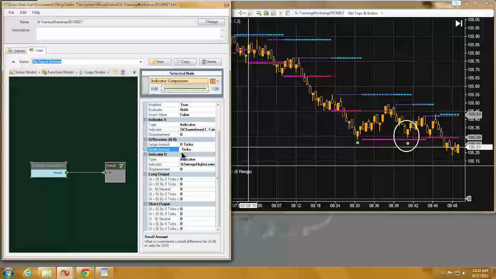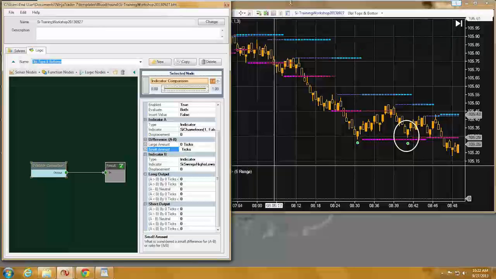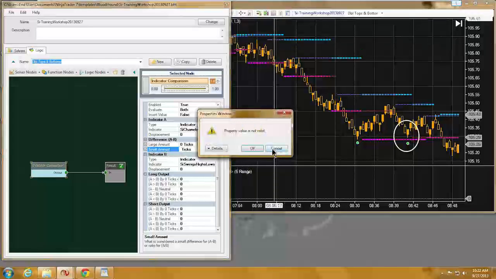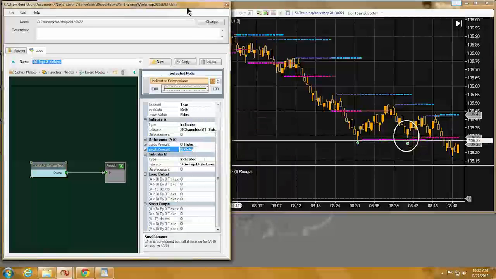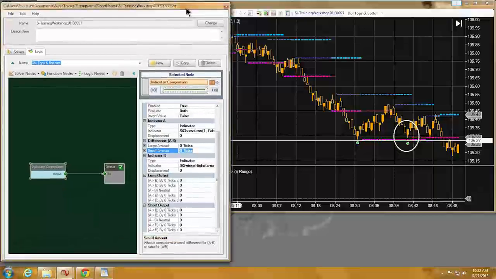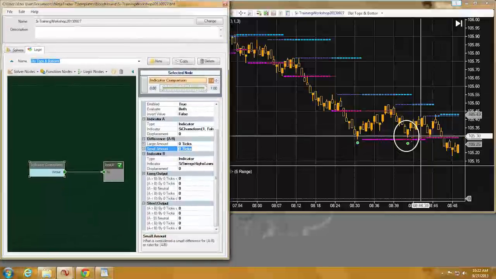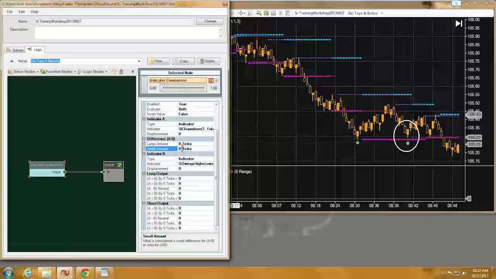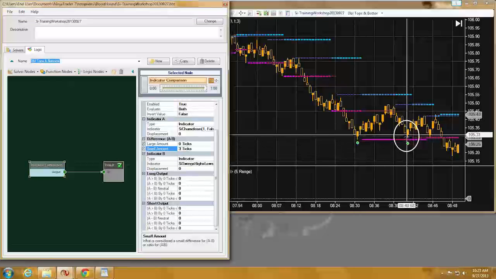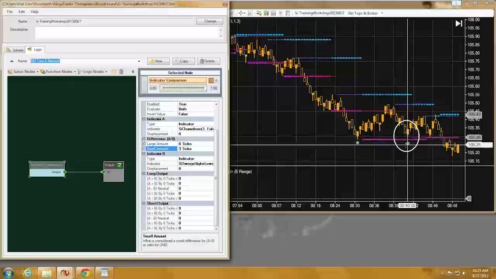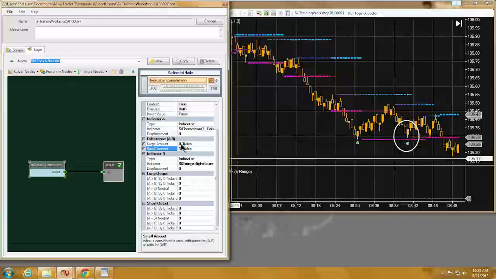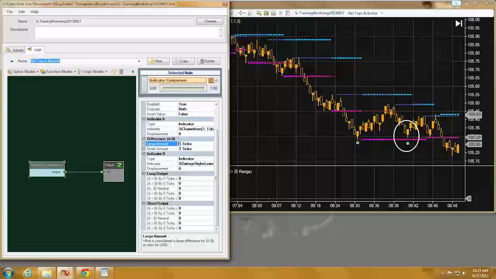So let me take a look at the instrument I'm using. It is the CL. So we'll give this some flexibility, and I'll look for 3 ticks. I'm going to be looking for when price comes within either 3 ticks above the plot line or 3 ticks below the plot line. And I'm also going to set this upper one to 3 ticks as well.